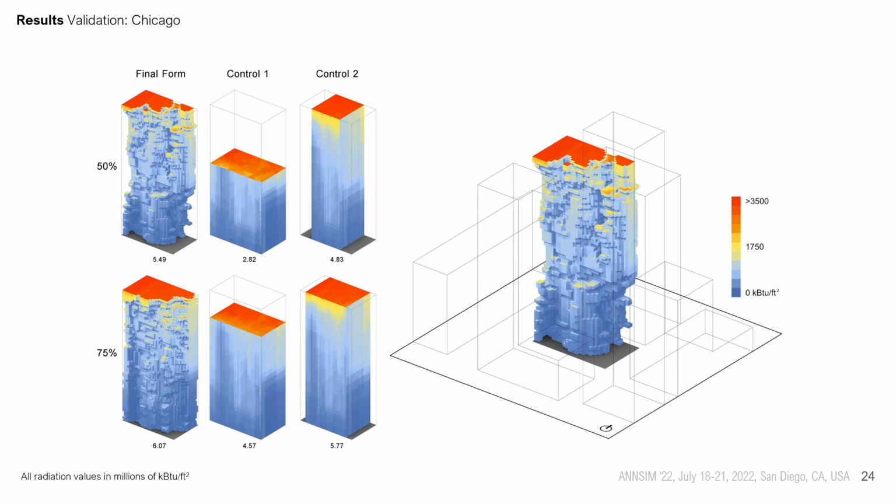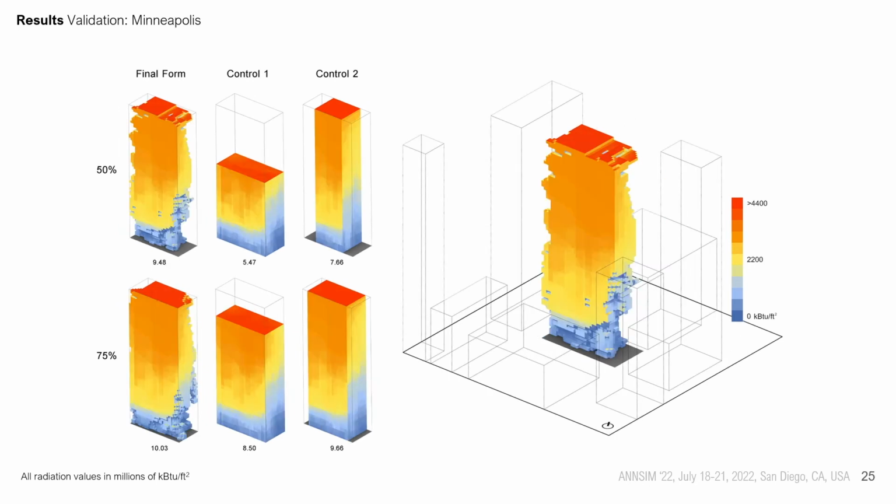And finally, we validated the results to test whether or not the tool actually did its job. And we compared the resulting forms to 2 control forms based on equal volume with different distributions. The first takes up the entire site footprint, and the second control form reaches the maximum height. And while obviously the resulting forms received more radiation than the shorter control forms, every resulting form option received more radiation than the equal height control form, while it is a bit closer in kBTU per square foot.